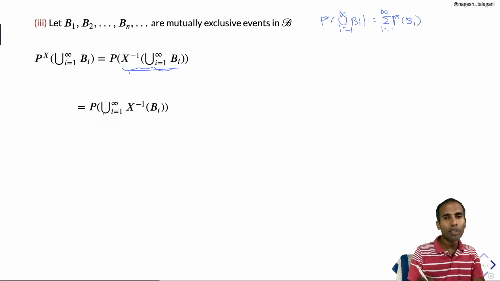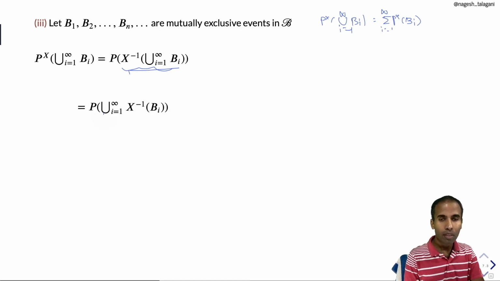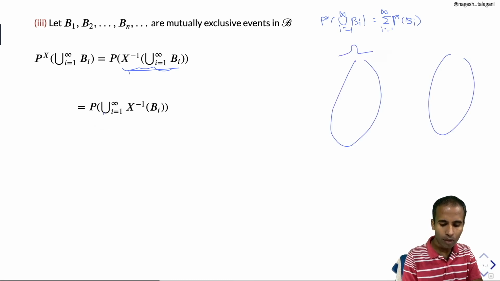Now, since we know B1, B2, and so on, Bn are mutually exclusive events, then we can say their inverse images are also going to be mutually exclusive events in script F. The reason is this. For example, let's say this is omega, this is R. Let's say we have two events here, Bi and some Bj. Both are mutually exclusive, no overlapping. Suppose you think that their inverse images are overlapping, let's say like this. This is the inverse image X inverse Bi.